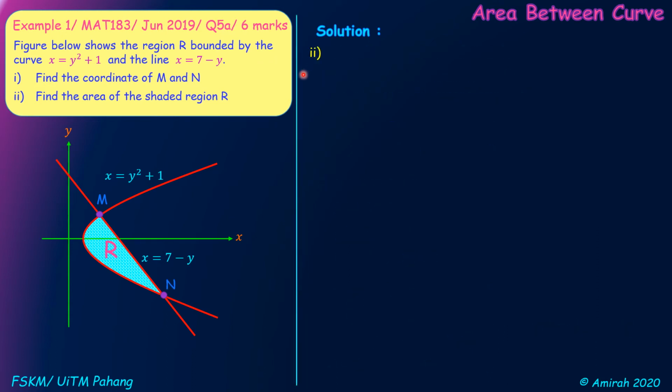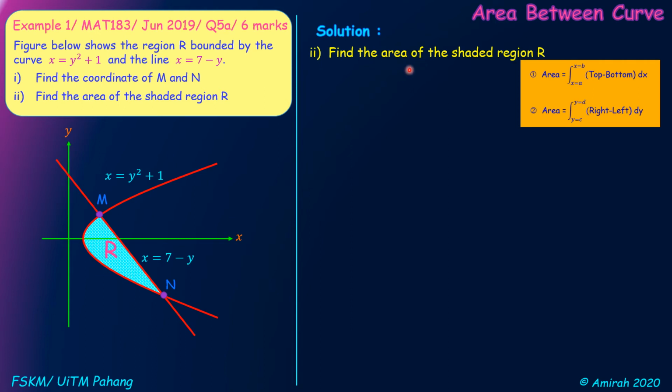Alright, now we continue with question number 2. Find the area of the shaded region R. To find the area of the shaded region, we have two formulas. The first formula, we integrate with respect to x. We use top minus bottom and we use limit on the x-axis.